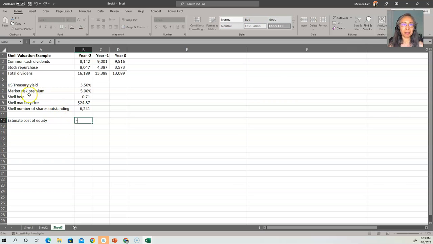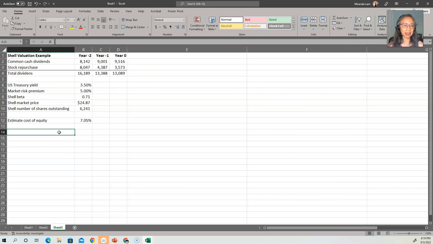The first thing we're going to do is to estimate the cost of equity. We have the beta of the stock, the risk-free rate, and the market risk premium, so we can use the capital asset pricing model. We've done this quite a few times now. Once again, if you don't have the formula memorized, make sure you have it handy and easily accessible. So our cost of equity is 7.05%.